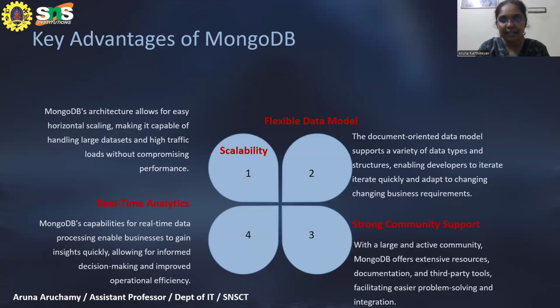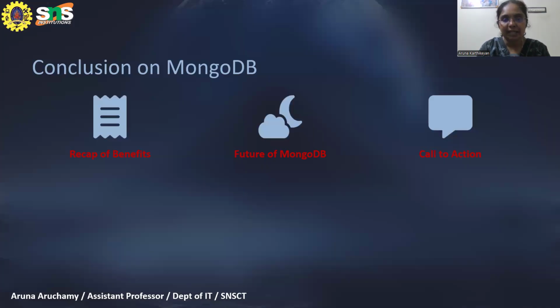The major key advantages are three things: scalability, a flexible data model, and strong community support along with real-time analytics. These are the major key advantages of using MongoDB in real-world applications.